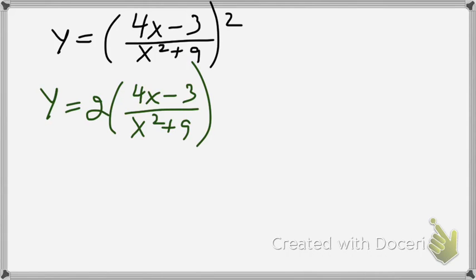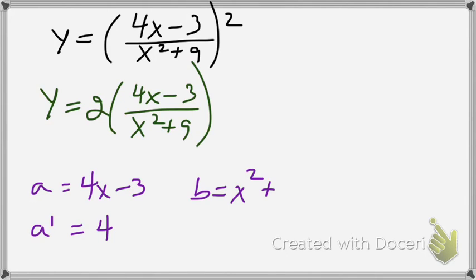now then, I enjoy taking my little steps and saying that a is going to be whatever's in the numerator, that a prime is the derivative of that factor. And the derivative of 4x is 4, the derivative of 3 is 0. B is going to be the factor from the denominator, and b prime is just 2x plus 0, which is 2x. Okay, now I need to plug this in when I am differentiating the inside, plugging it into that quotient rule again that looks like this.